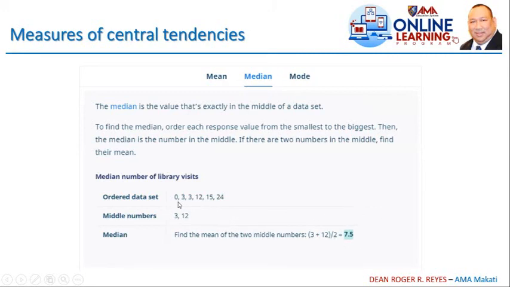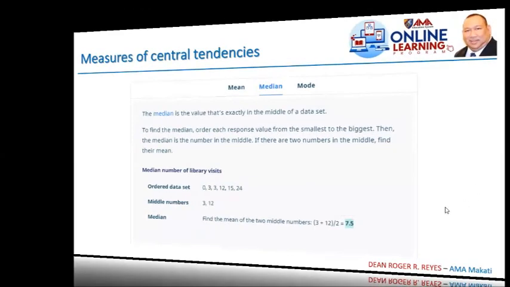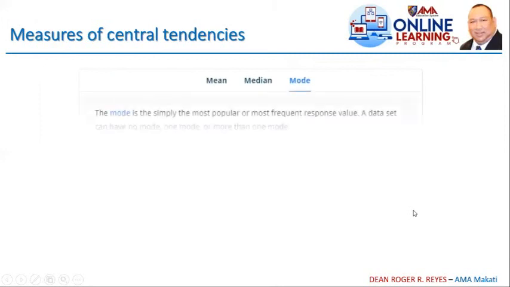Now, this is for an even-numbered ordered set. If we have an odd-numbered one, for example, wala itong 0. Tanggalin natin yung 0. Ang ordered set natin ay 3, 3, 12, 15, 24. So for those 5 na yan, ang nasa gitna ay yung 12. Okay? And the last measure is the mode.